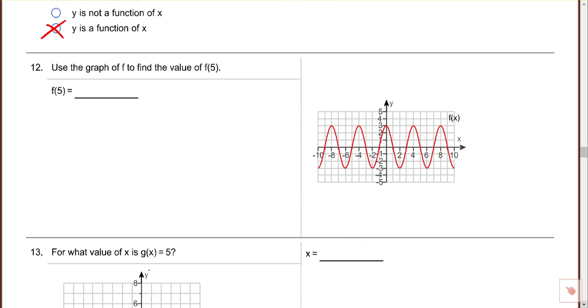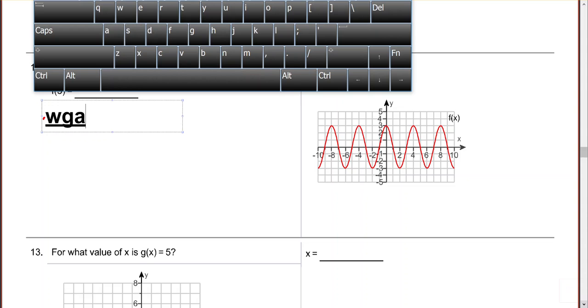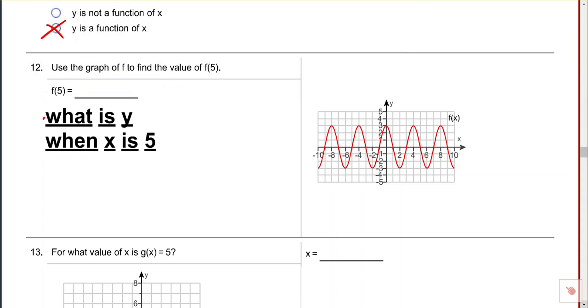Okay, number 12 says use the graph of f to find the value of f of 5. Well, this is saying in words, what is the value of y when x equals 5? That's the question that you're asking. What is y when x equals 5?